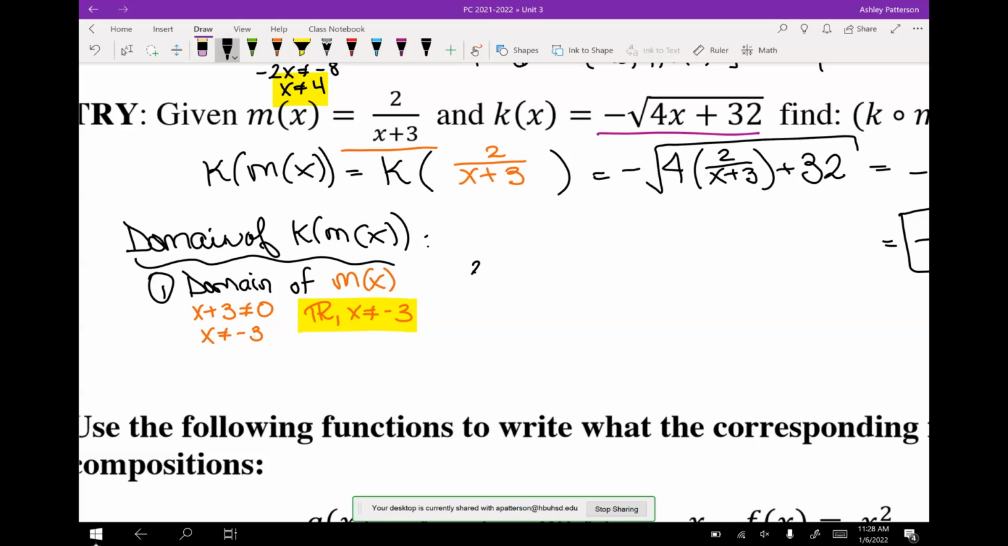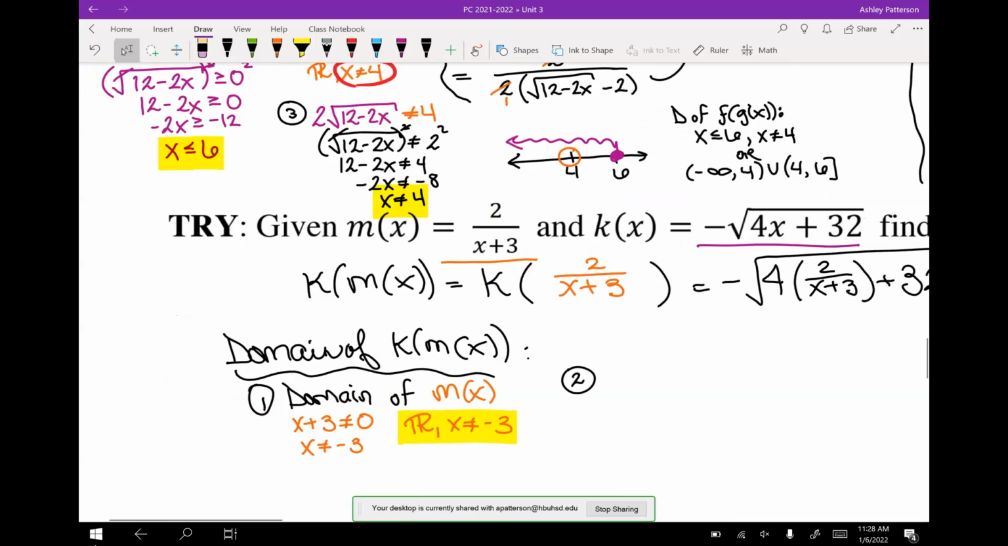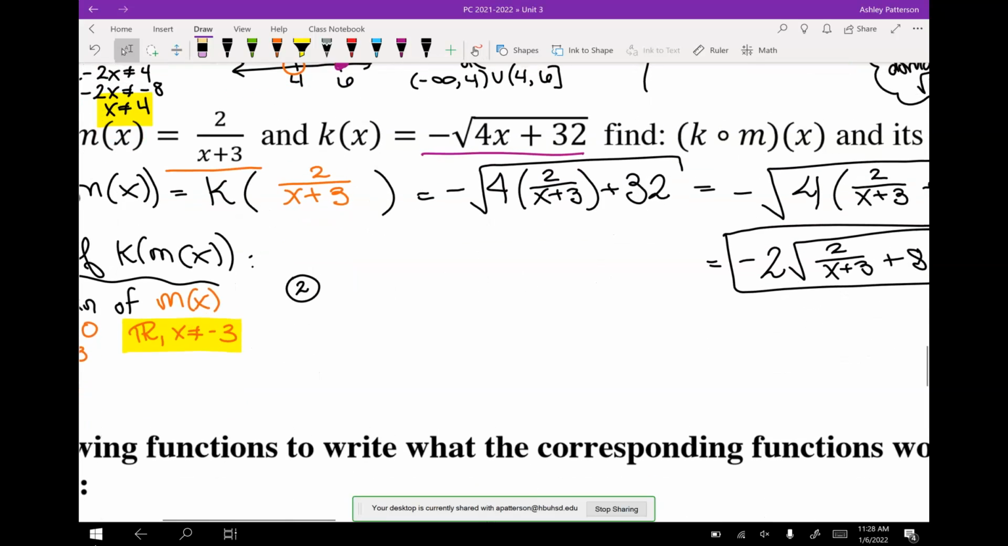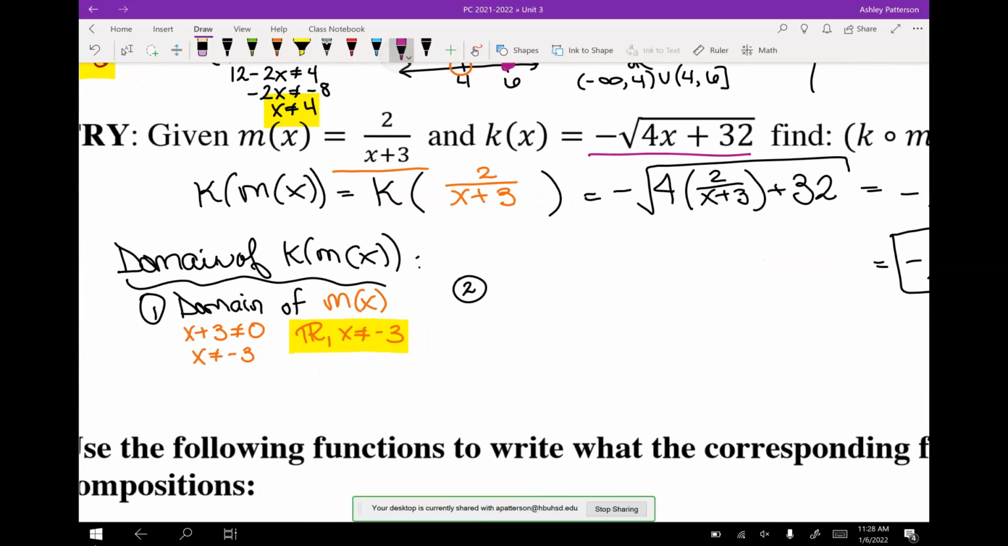Step 2. Find any restrictions on the outside function. The outside function is k of x. It is a radical. It is a square root. So, looking back at our handy dandy, where did I write it? To find domain versus to find restrictions, we're going to take the square root and set it not less than 0. What's going to make our radical having to deal with a negative? So negative square root of 4x plus 32 cannot be less than 0.